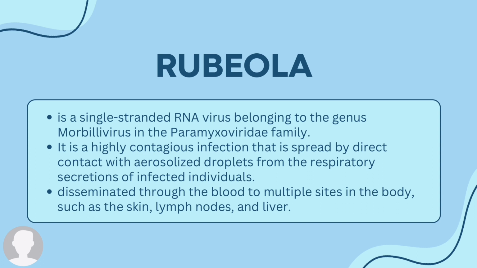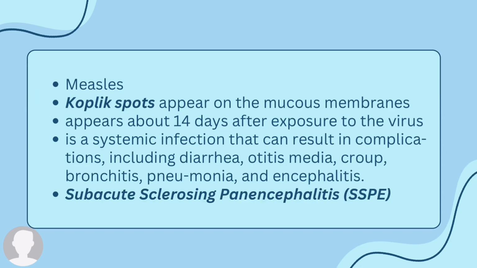The second from the list is rubeola. It is a single-stranded RNA virus belonging to the genus Morbillivirus in the Paramyxoviridae family. It is a highly contagious infection that is spread by direct contact with aerosolized droplets from the respiratory secretions of infected individuals. It is usually disseminated through the blood to multiple sites in the body, such as the skin, lymph nodes, and liver. It is also known as measles.